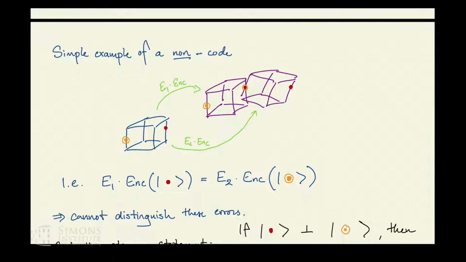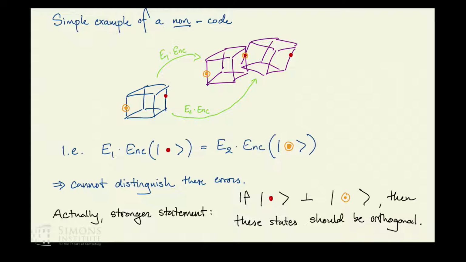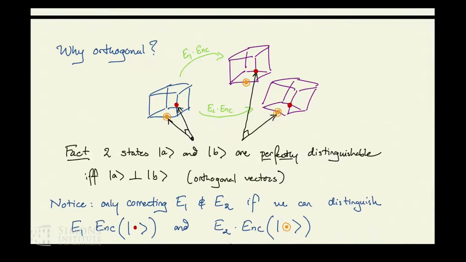Mathematically, if I take my encoding and apply the error E1, and do it again with E2, I get the exact same point. So if this vector happened to show up, I could not know how to decode it. So this is a non-code. This cannot happen if you're going to be an error correcting code. But in fact, there's a stronger statement: if my initial assumption is that the red and orange vectors were not only distinct but orthogonal, then I claim we should see orthogonality in the two different encodings, where the red vector maps here and the orange vector maps here.